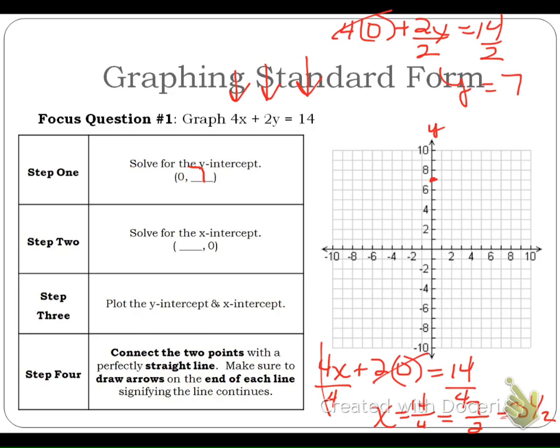So where would 3.5 be located on the x-axis? 3.5 would be right about there. So 3.5, 0. Then we just simply connect the 2 points together and draw your straight line with the arrowheads on the end.